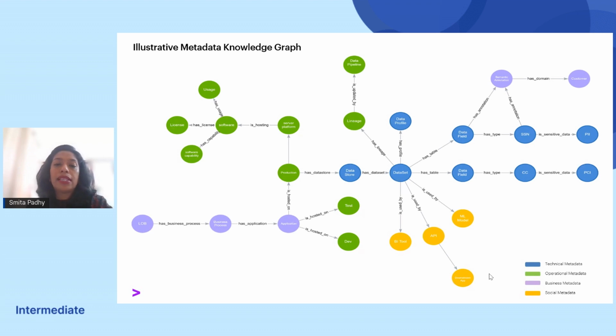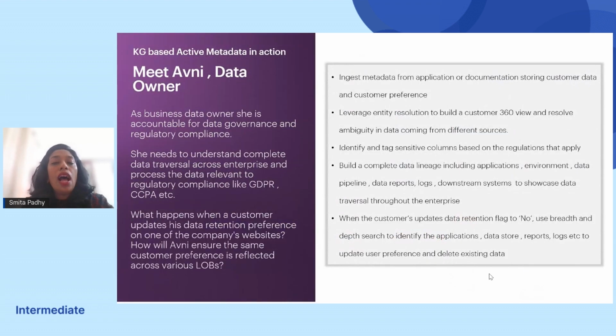Let me supplement this with an example. Afni is a business data owner and she is responsible for data governance and regulatory compliance. She has been tasked to ensure that customer privacy preference is reflected correctly across the data landscape. In order to achieve that, she would need to understand the complete customer data traversal across the enterprise. Which are the upstream, which are the downstream systems, what can modify the preference value. So let's look at the steps involved in solving this problem.